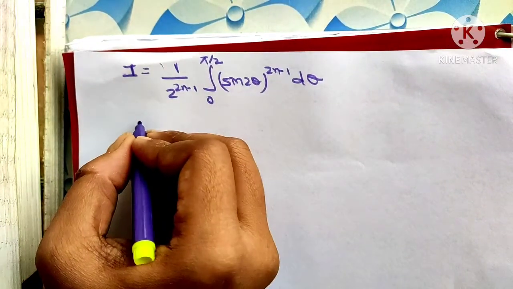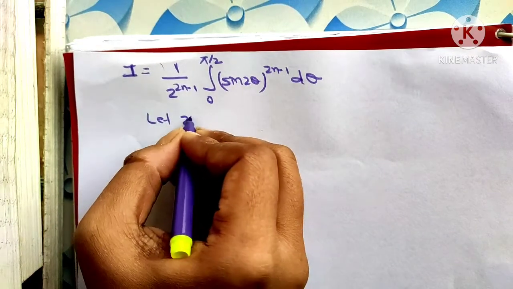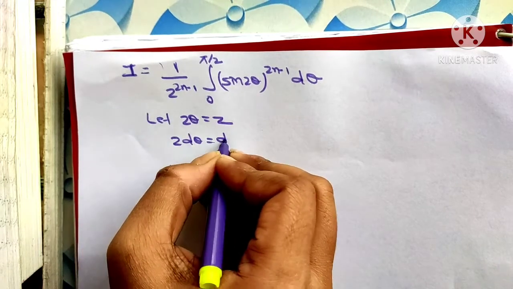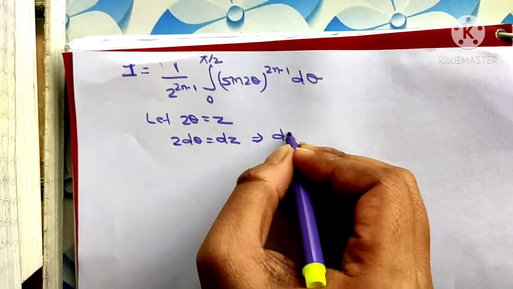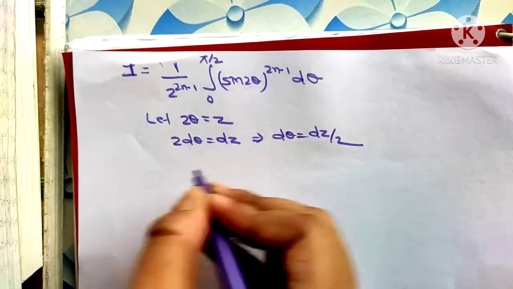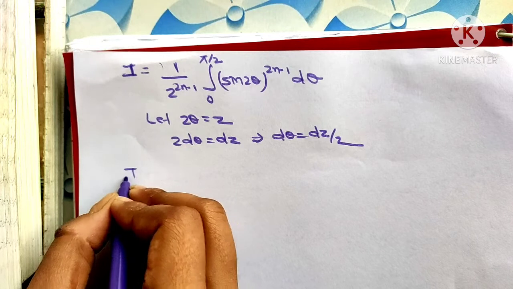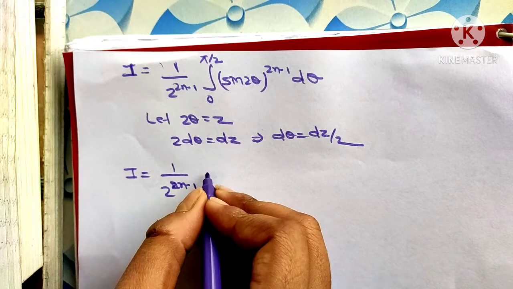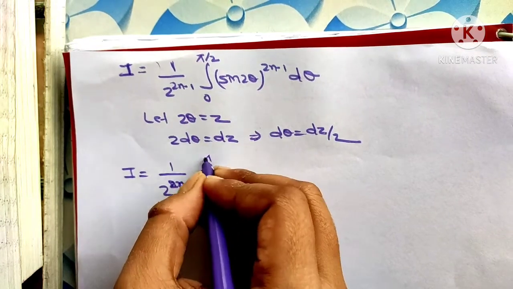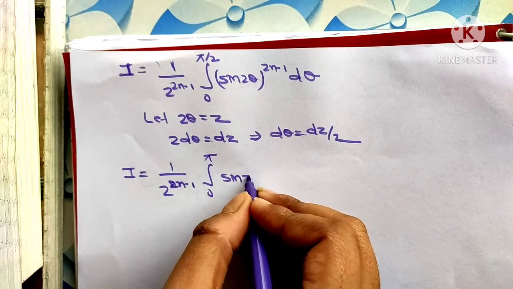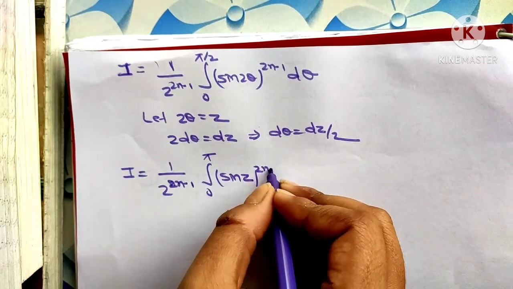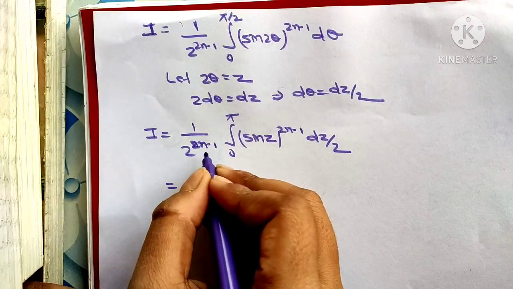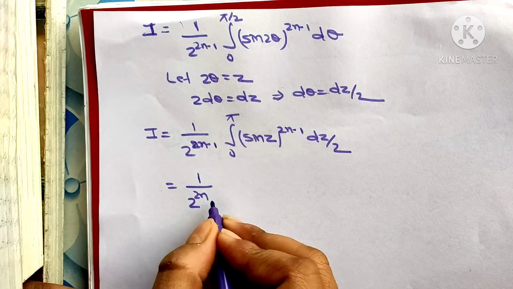To solve this integral, we let 2 theta equal z, so 2 d theta equals dz. This means d theta is equal to dz upon 2. Now I equals 1 upon 2^(2n-1), the limit changes to 0 to pi, sin^(2n-1) z dz upon 2. This 2 comes out and their powers get added, so it becomes 2^(2n).